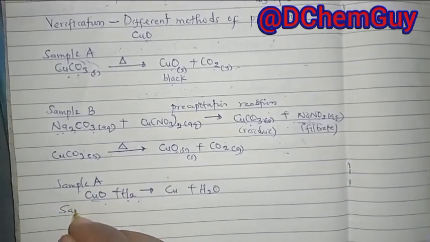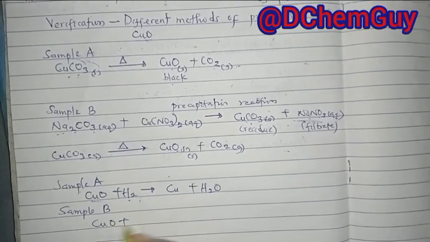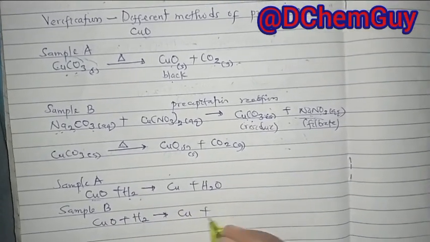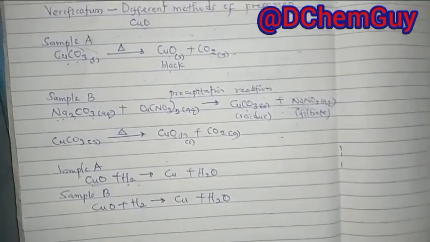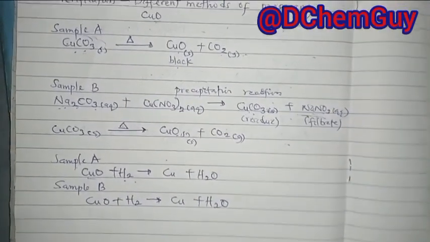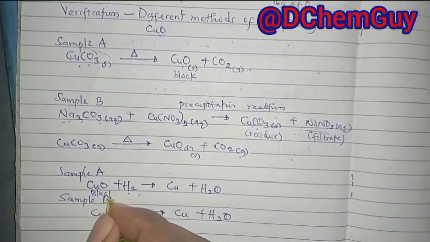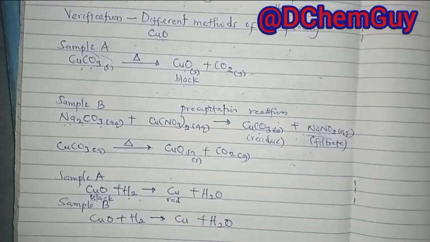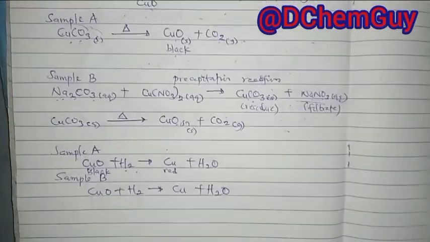Same thing goes for sample B. It is copper 2 oxide plus hydrogen gas to give you Cu plus H2O. Now, how do you know the reaction has gone into completion? You know, this one is black, while this one is red or reddish brown. All right, copper is red or reddish brown. So that's how you know that the reaction has gone into completion.